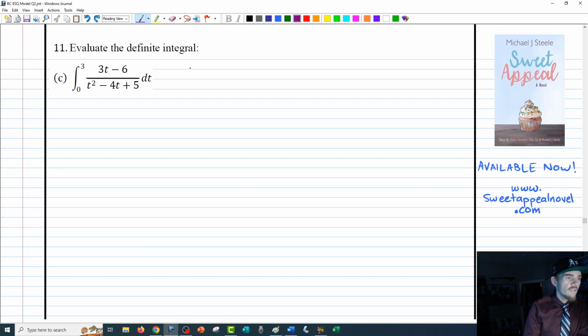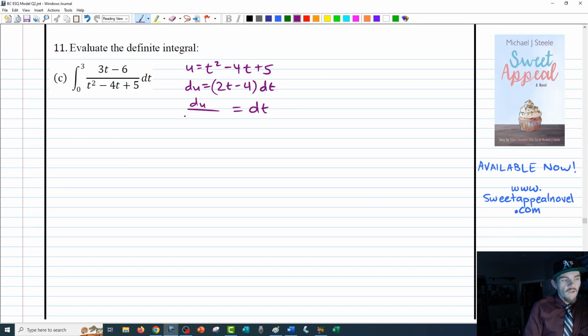So in this case, that's going to be my goal. I'm going to hopefully see this work. I mean, it's always possible that this won't work and I'll have made a mistake. But I'm going to let u equal t squared minus 4t plus 5. And then du is going to be 2t minus 4 dt. And now when I go to solve for dt, I'll get du over 2t minus 4 equals dt. But I'm going to go ahead and factor out that GCF of 2 to leave me a t minus 2.